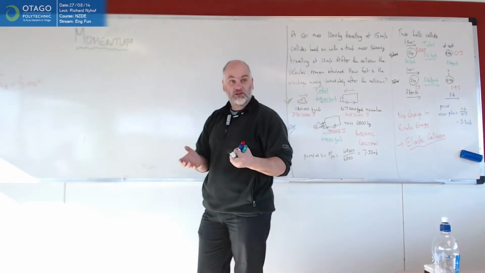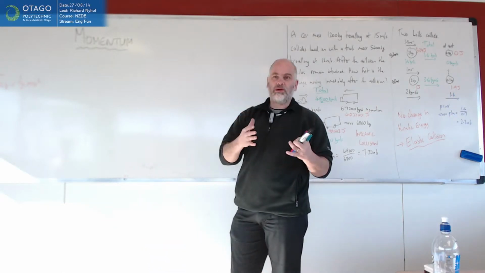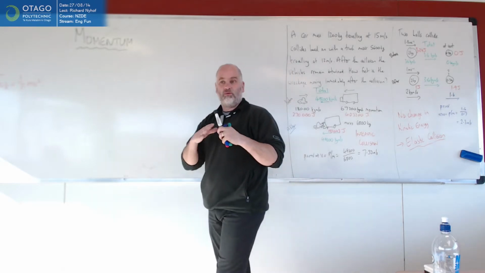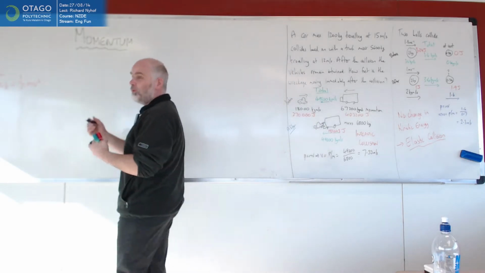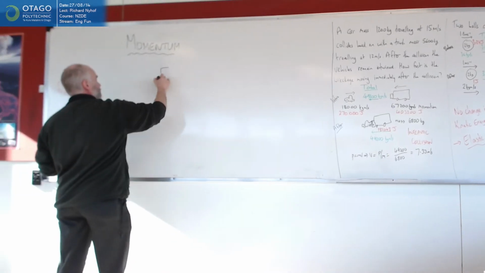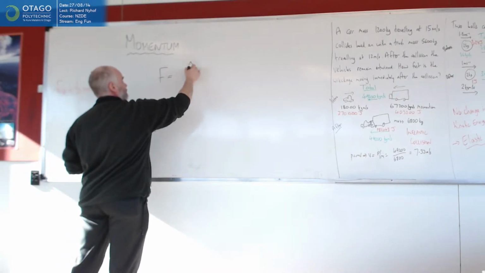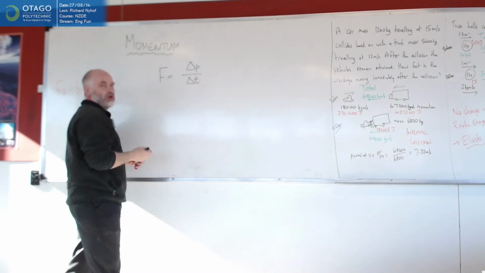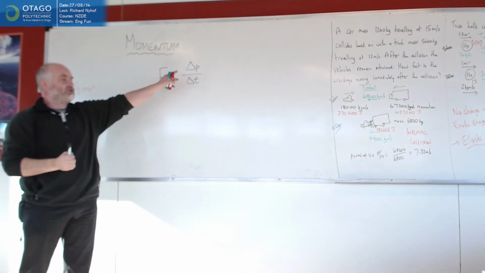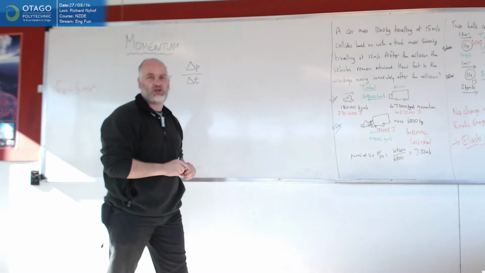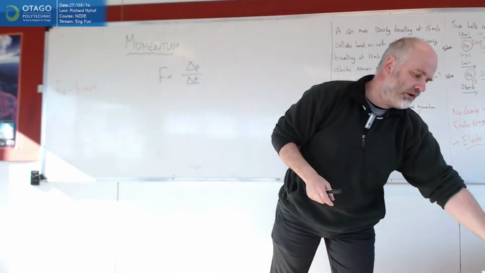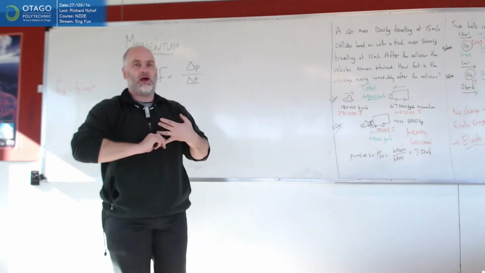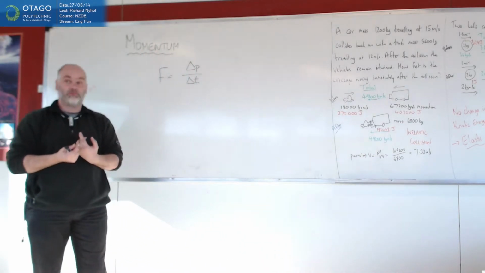So we're going to just ask the question, when momentum is changed, so we're talking about a car in a collision or something like that, what force is involved? And the formula for working it out is that force is equal to change in momentum divided by change in time. Okay, so the little triangle, the delta, just means change in.